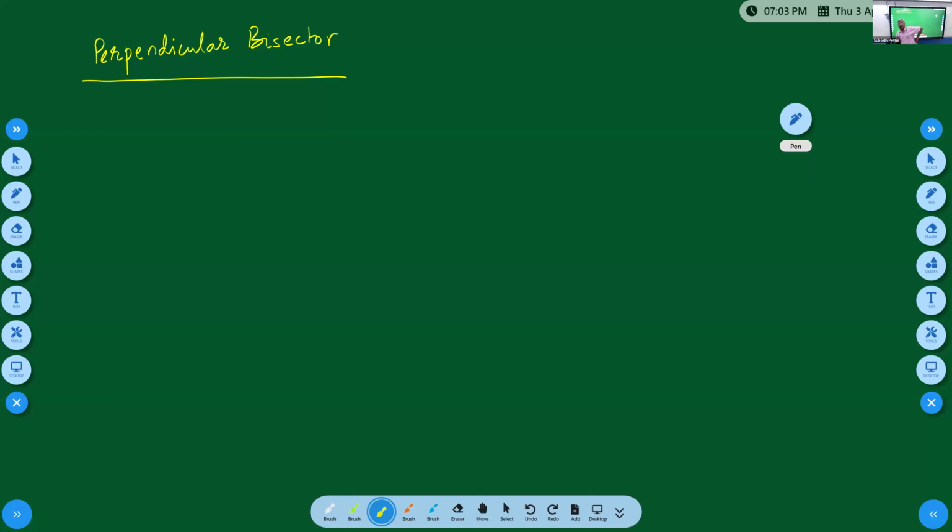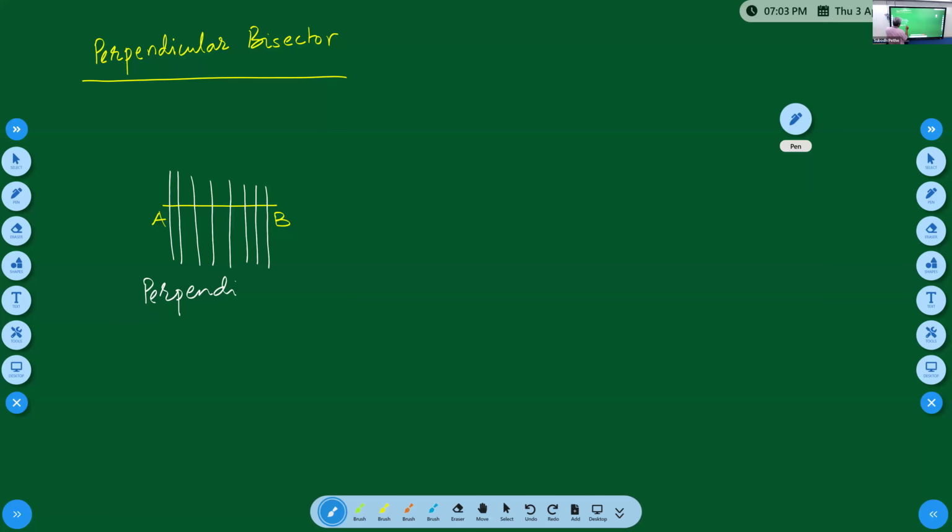What do we mean by perpendicular bisector? Suppose there is a line segment AB. We can draw infinitely many perpendicular lines to segment AB. So perpendicular lines, infinitely many.